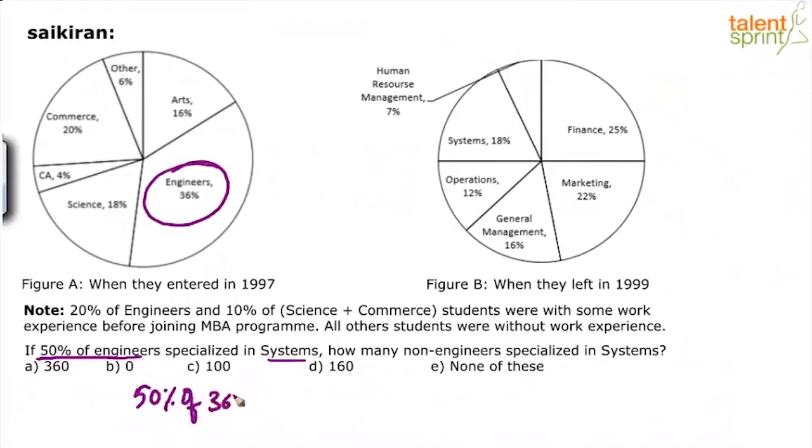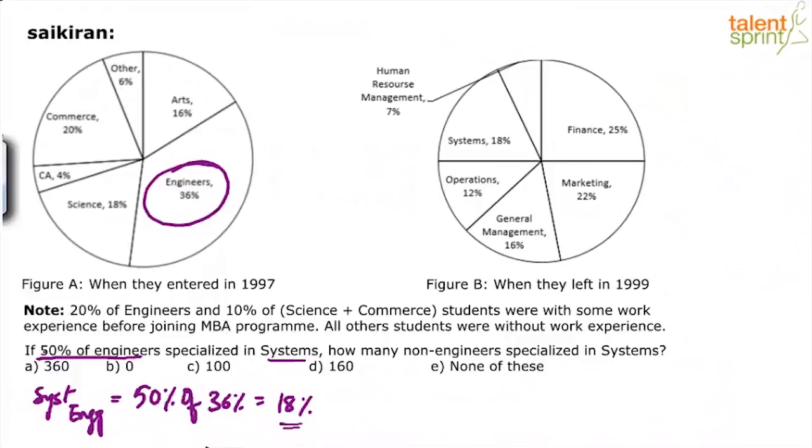How much is 50% of 36%? 18%. So basically it says these are engineers with specialization in systems. Systems with engineers specialization, or engineers with system specialization, whichever way you call it. 50% of engineers have specialized in systems. So systems with engineering background students is 18%.